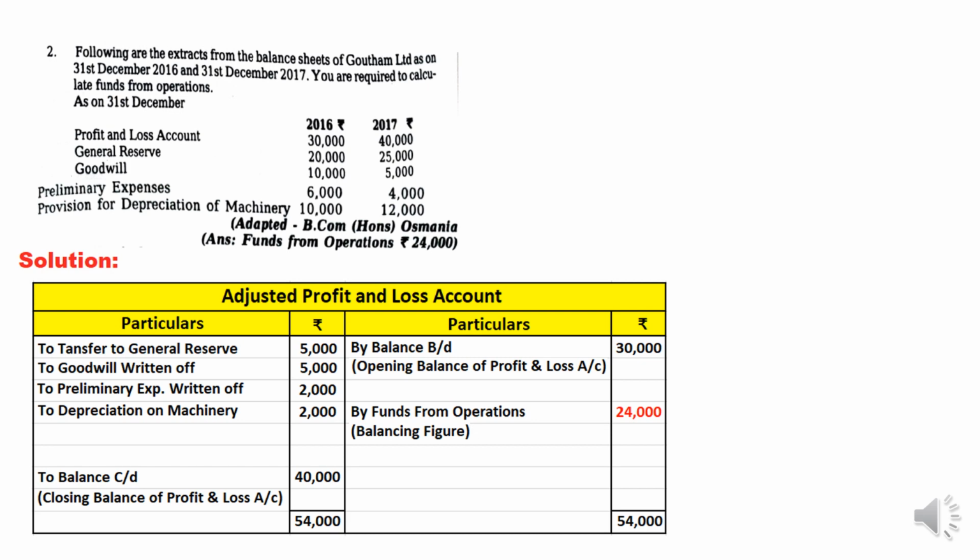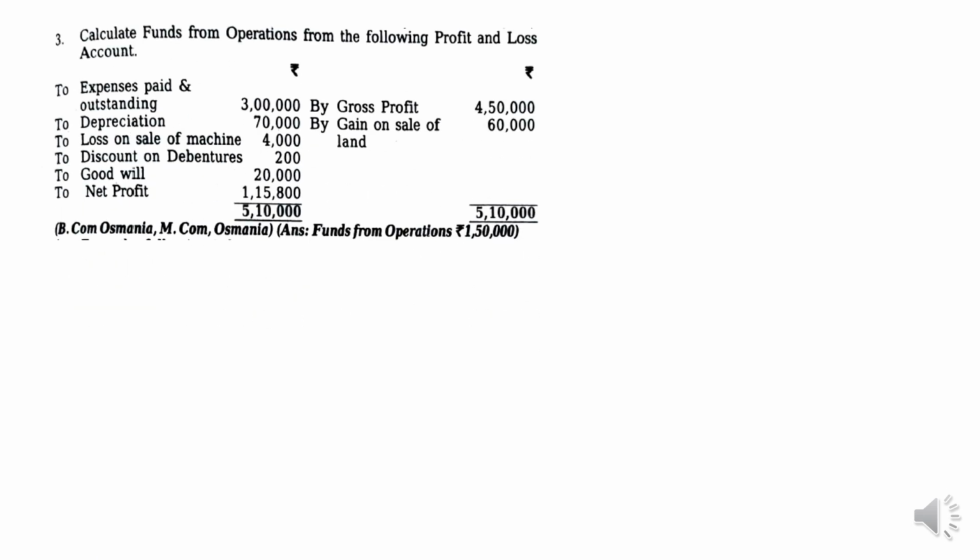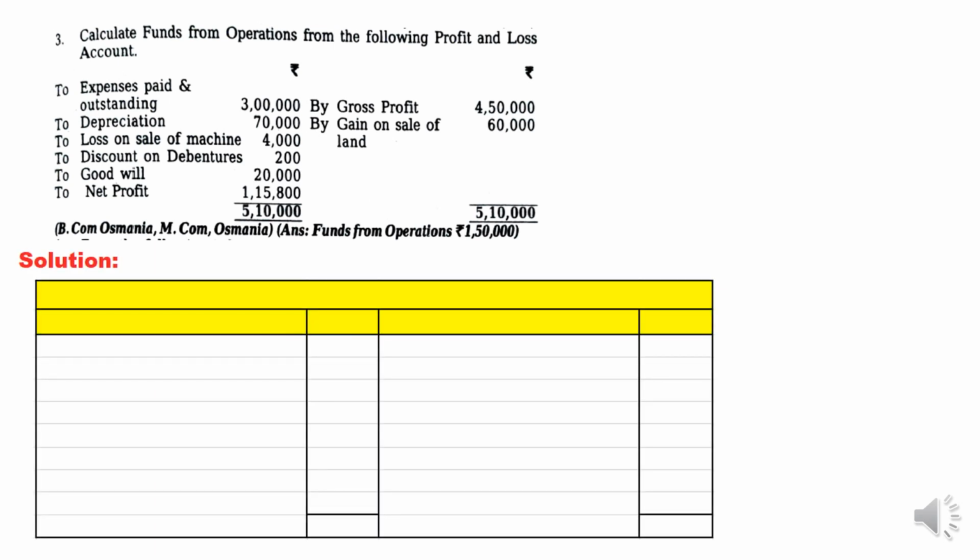We'll take up one more question to make you understand better. In this question, if you see, it is different from the earlier question. In the earlier question, you were provided the comparative data where both 2016 and 2017 data were provided. But in this question, we have been provided only one P&L account, right? So we have been provided on the debit side expenses paid and outstanding, depreciation, loss on sale of machinery, discount on issue of debenture, goodwill written off, then net profit. Credit side gross profit, gain on sale of land. So how do we calculate the funds from operation in this case? The same way, we have to prepare the P&L adjustment account or adjusted P&L account.